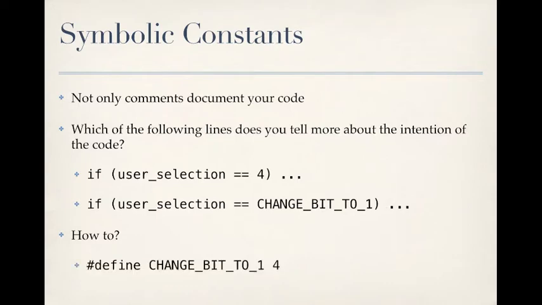So how to do it in C? It's to be written down as hash define, then the name of the constant, the symbolic constant, and here the value. You see here, this is another thing with that hash. Maybe you remember hash include to include an external header file. Here hash define. There is also some relation between these two commands. We'll check this out later.